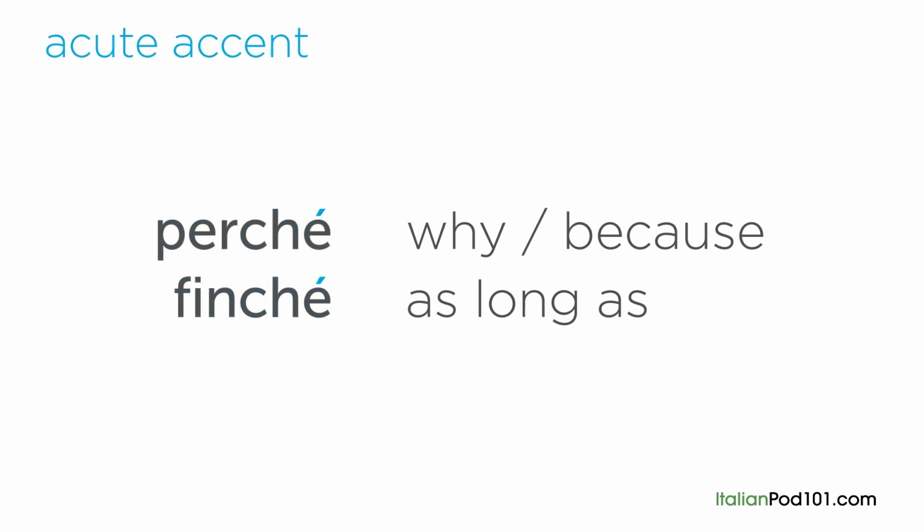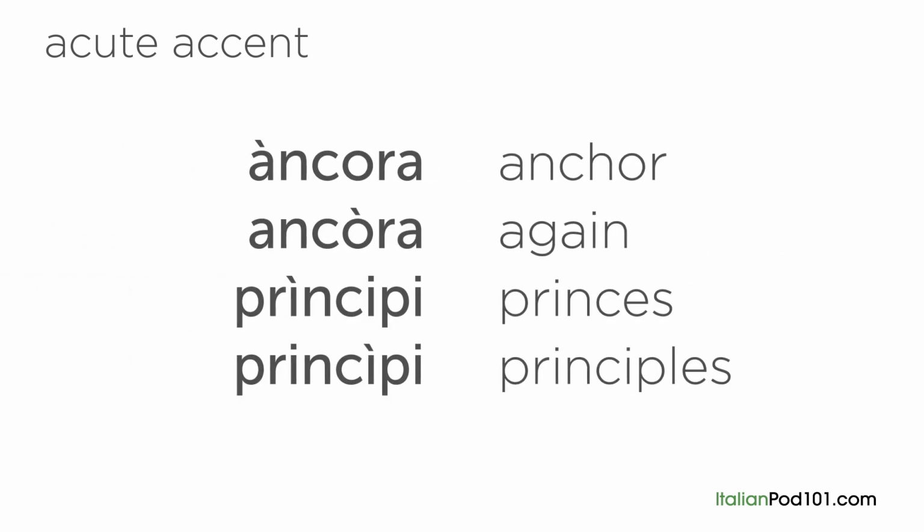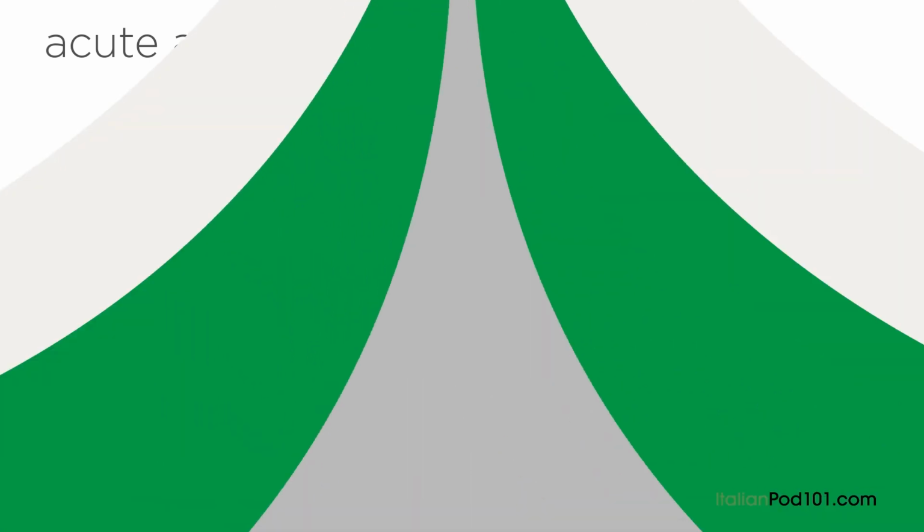The acute accent can only appear over the vowel E, and only when it's at the end of a word. Vowels that are not at the end of a word are rarely marked with an accent outside of dictionaries. When this happens, however, it's used to help the reader distinguish between 2 words which would otherwise appear the same. Ancora, ancora. Principi, principi. Now you know the function of accents in Italian.